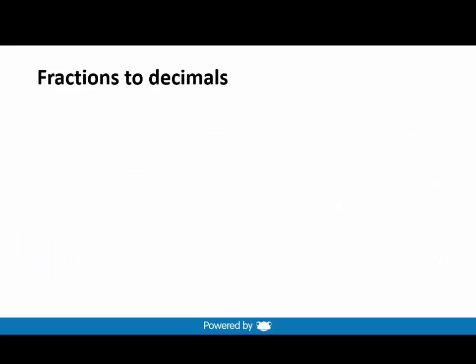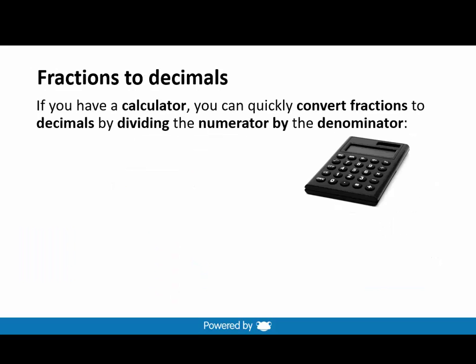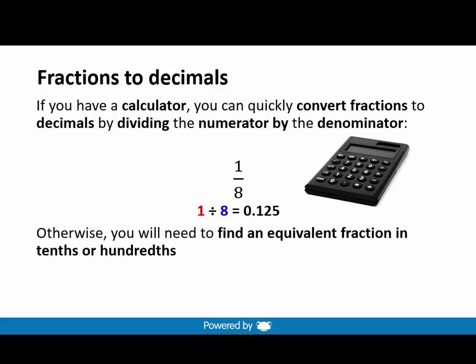We can convert fractions to decimals. If you've got a calculator, you can do this quickly by dividing the numerator by the denominator. So for 1/8, you would do 1 divided by 8 to get 0.125. If you don't have a calculator, you will need to do this division manually or find an equivalent fraction in tenths or hundredths. So for example, 18/25 is equivalent to 72 hundredths or 0.72.